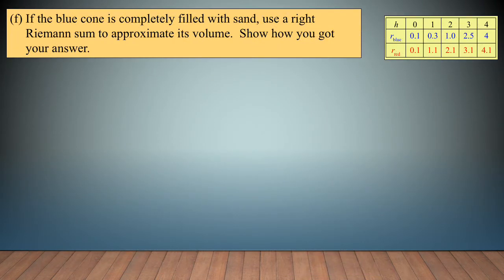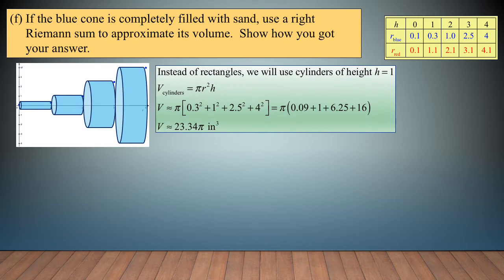Problem F reads, if the blue cone is completely filled with sand, use a right Riemann sum to approximate its volume. Show how you got your answer. Instead of rectangles, we will use cylinders of height h equal to 1. We know that the volume of any cylinder is equal to pi r squared h.